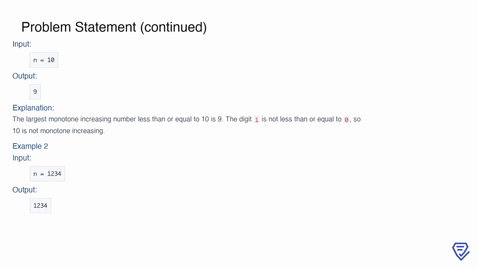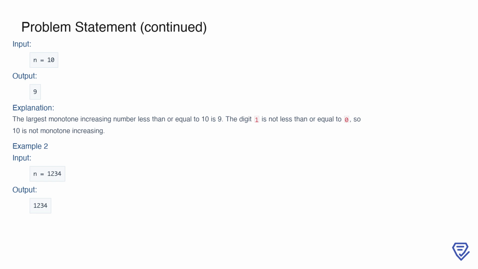Let's look at the first example to understand this problem better. If the input n is 10, we want to find the largest number less than or equal to 10 where the digits are in monotone increasing order. The output in this case is 9. Why? Because 10 does not satisfy the condition, the first digit, 1, is greater than the second digit, 0, which breaks the monotone increasing rule. The closest valid number below 10 is 9, which is a single-digit number and inherently satisfies the property.